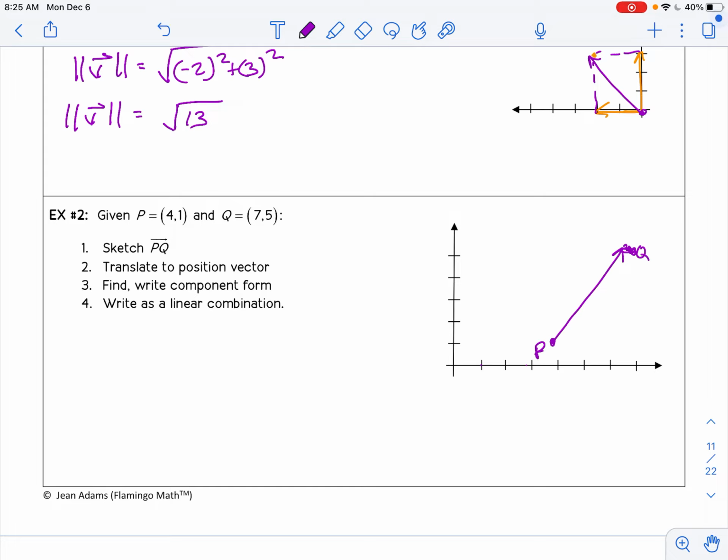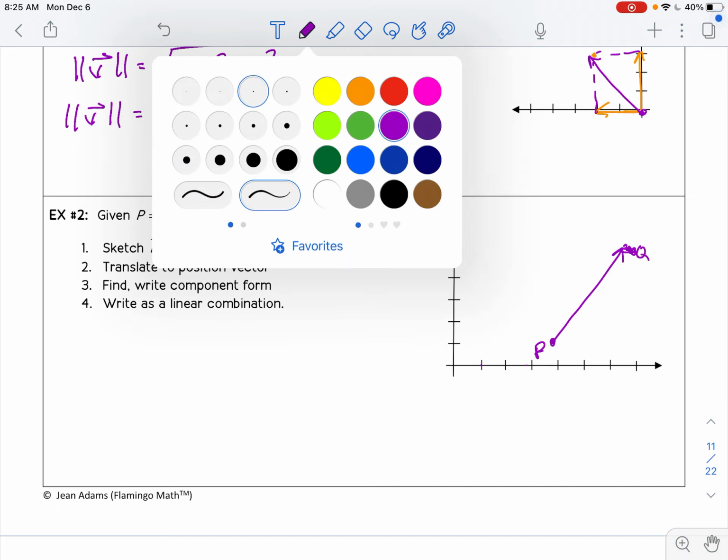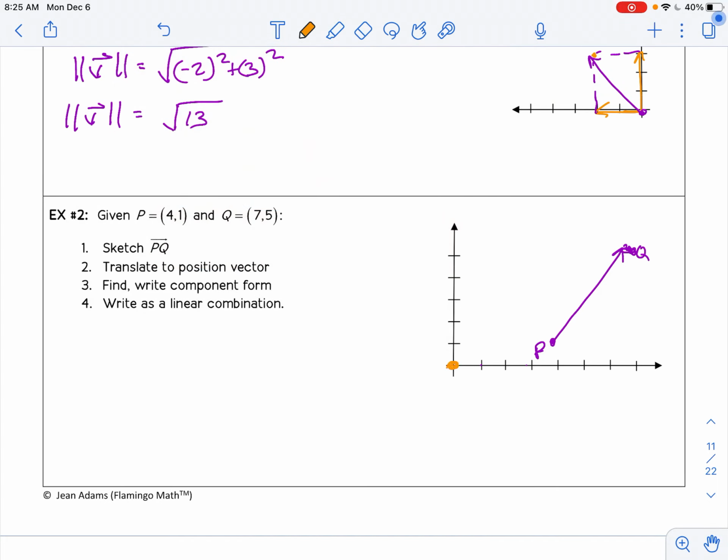It says translate to a position vector. So I'm going to basically pick this thing up. Not really, but I'm going to move it over here so that as a position vector, I'm going to anchor it right there so that this becomes my new P, if you want. So for that one there, I'm going to make it 0, 0. Let's see if I can translate it over. So if I go down 1, right 4, I got to come down 1, and then right 4, 1, 2, 3, 4.